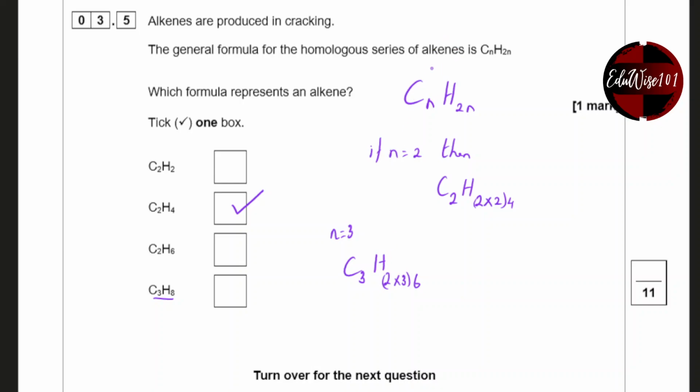Now the important thing about alkenes is that they always contain a double bond, a carbon-carbon double bond. So here in the second one, let's draw it here, there are only 2 carbons, so the double bond is between the carbons, and the hydrogens are arranged like this, C2H4. That brings us to the end of question number 3, and I will see you in question number 4.